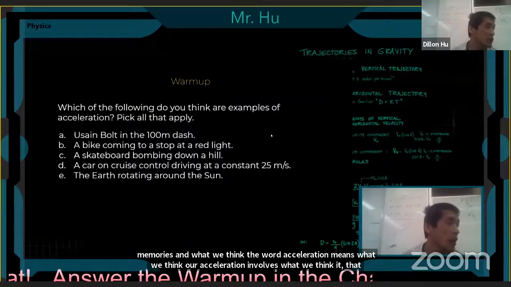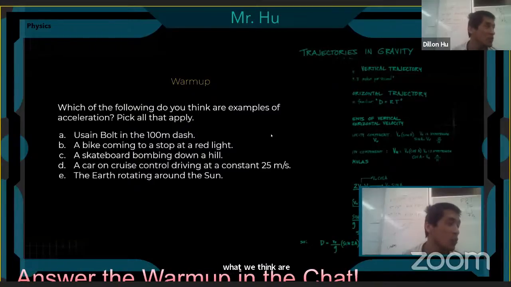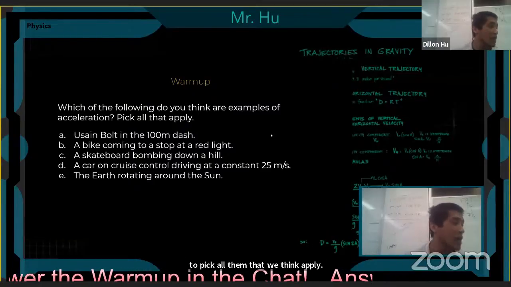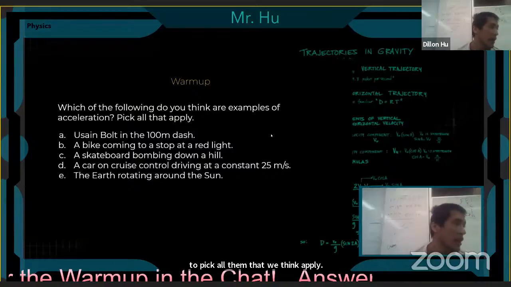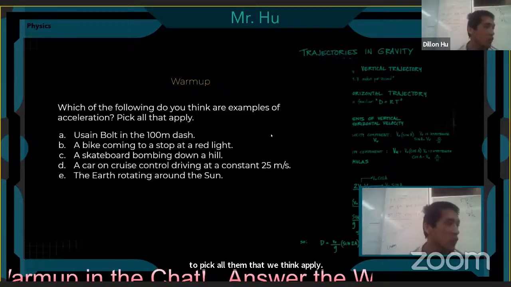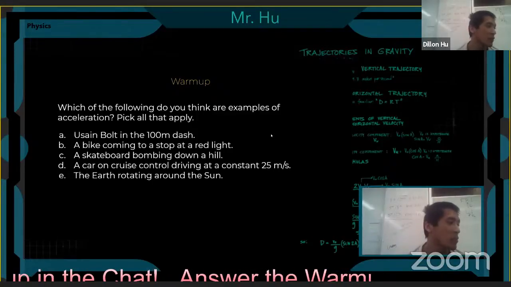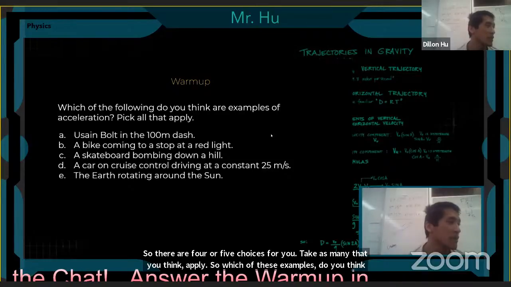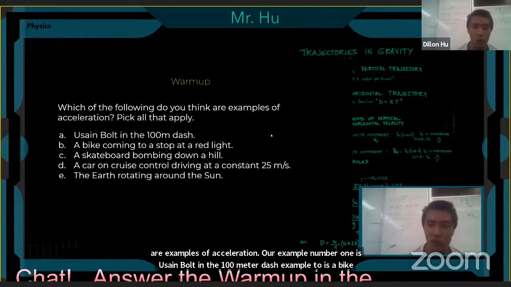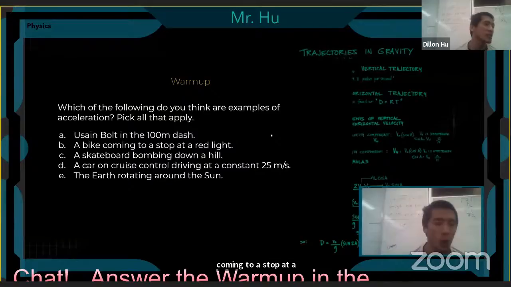Example one is Usain Bolt in the 100-meter dash. Example two is a bike coming to a stop at a red light. Example three is a skateboard bombing down a hill. Example four is a car on cruise control. And the last example is the Earth rotating around the sun. Which of these choices are examples of acceleration?